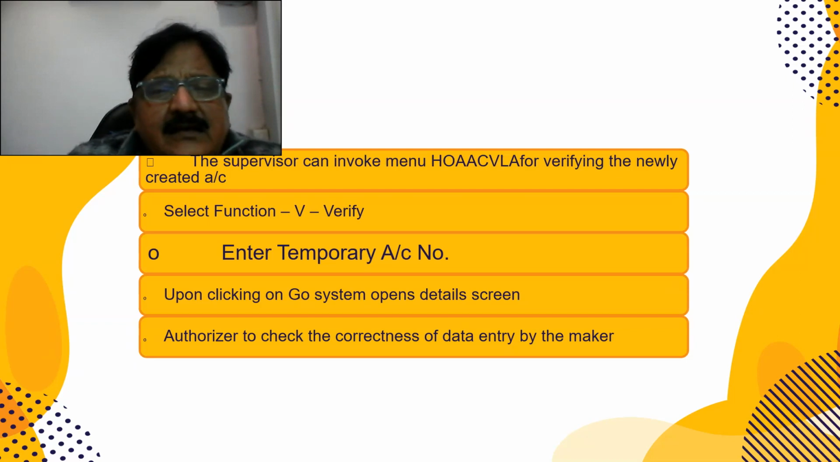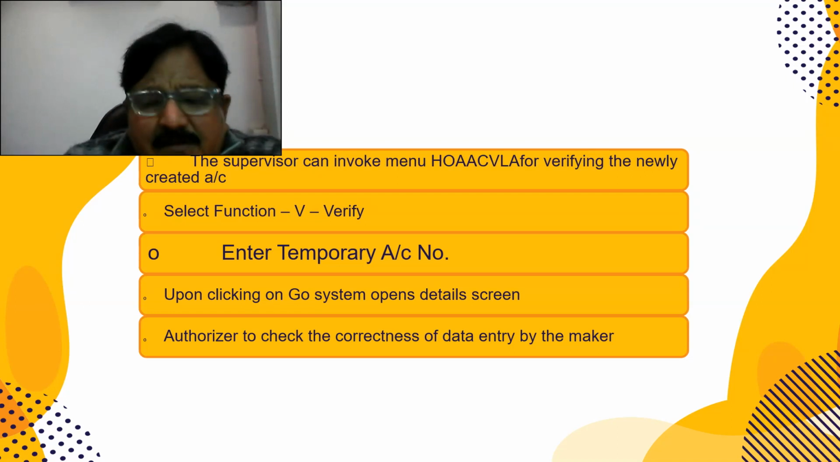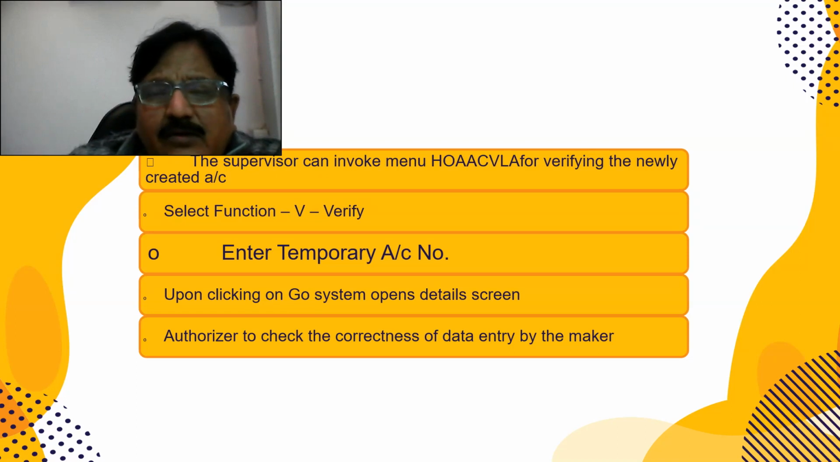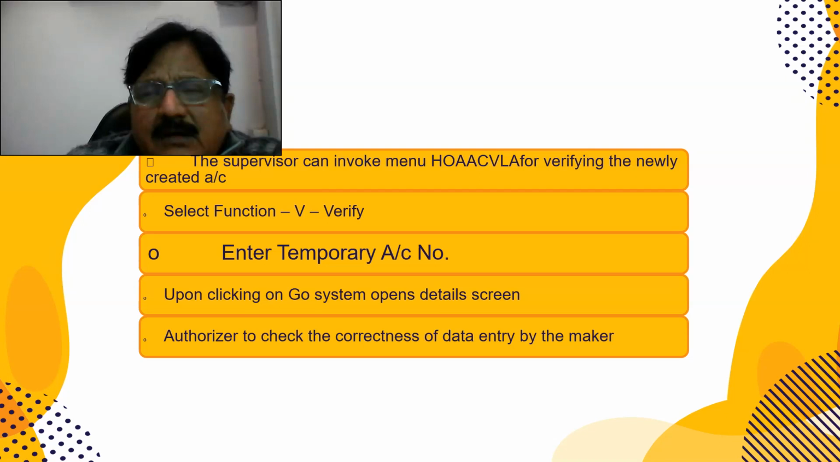Function V, enter the temporary account number, click on go and visit all the tabs which you had visited while opening the account. You have to remember which tabs are to be visited. If you visit certain tabs, it may be difficult to come out. You have to start the whole process again, because you have to enter something, only then can you come out after those tabs, right? You'll be able to do it within one or two account openings. You'll be able to remember which tabs are to be visited.